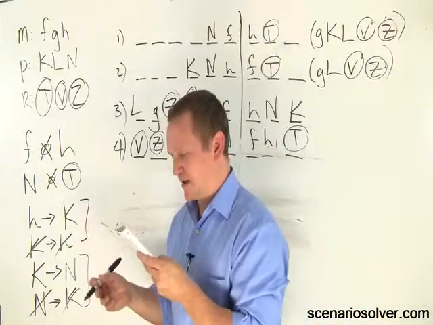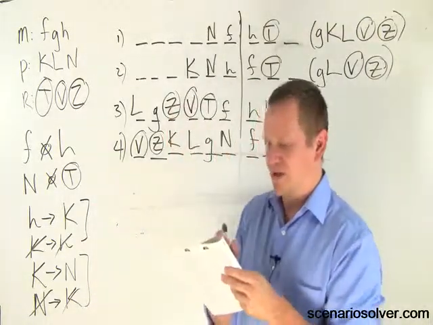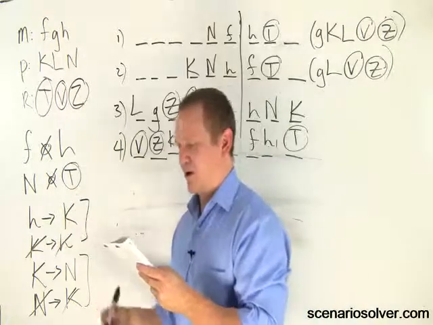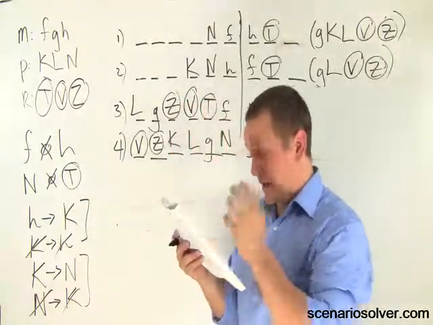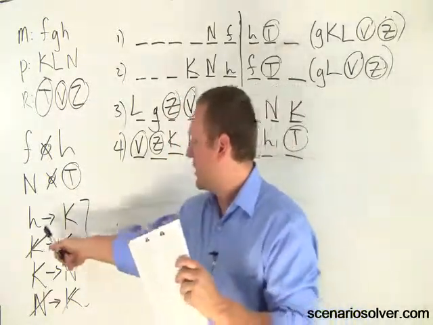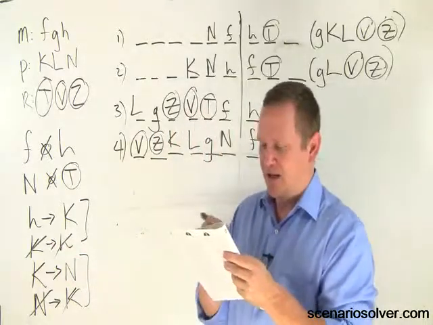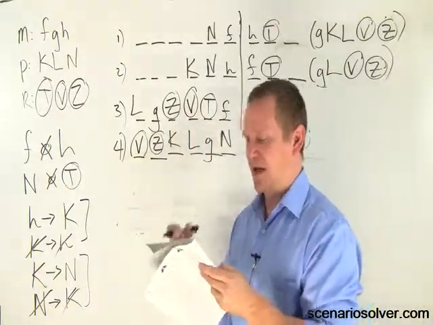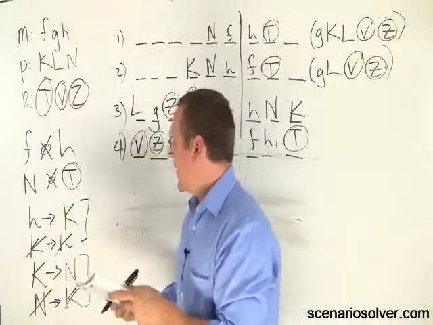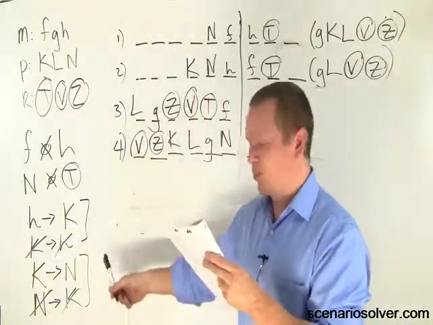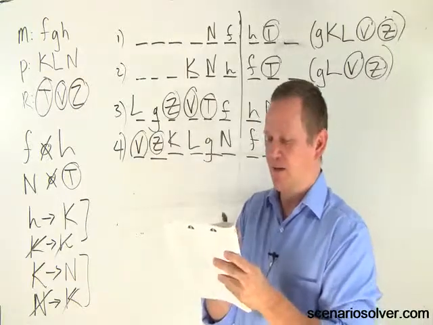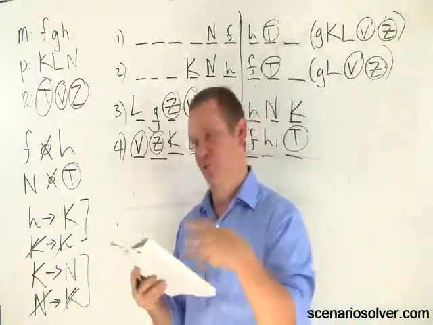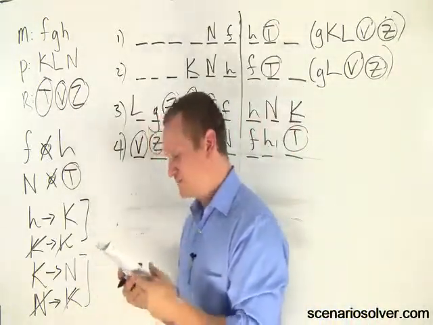N and T can't be together, so if we look at rule 2, N and T are together, so that one falls out. And if we look at rule 3, if you have H, then you have to have K. E falls out because they have H and we don't have a K there. And then if we look at rule 4, if you have K, then you have to have N, and that's C. That falls out. We're left with answer choice D.